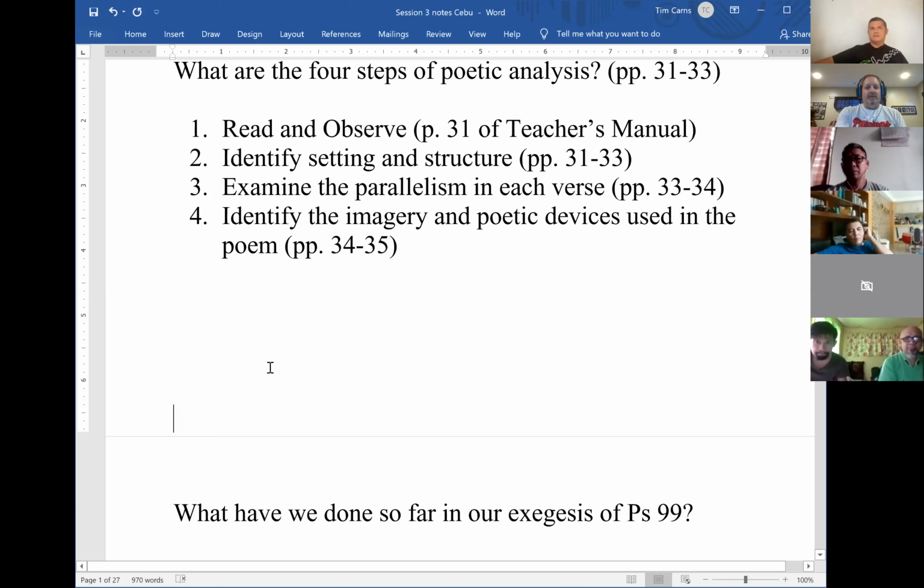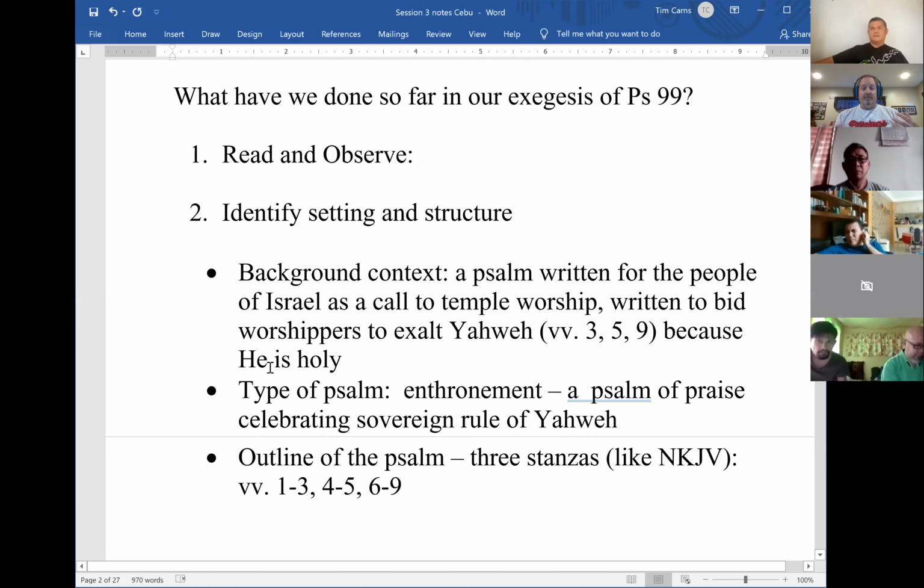Okay, so far in our exegesis of Psalm 99, as I've said, we've done a reading and observations, and I posted those on our group chat. And then the structure and the setting, let's again remember the setting. This was a psalm written for the people of Israel, a call to temple worship, and it was written to bid the worshipers to exalt Yahweh. And in fact, why don't we go ahead and read this psalm together again, okay?